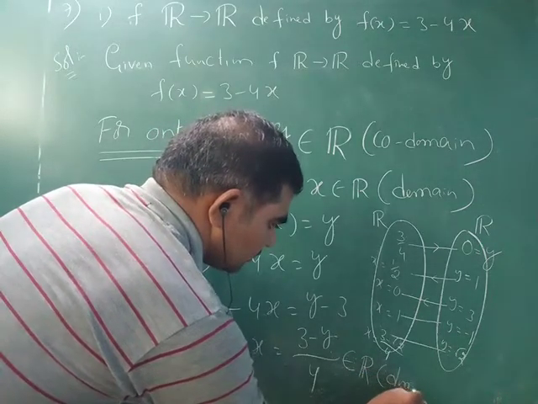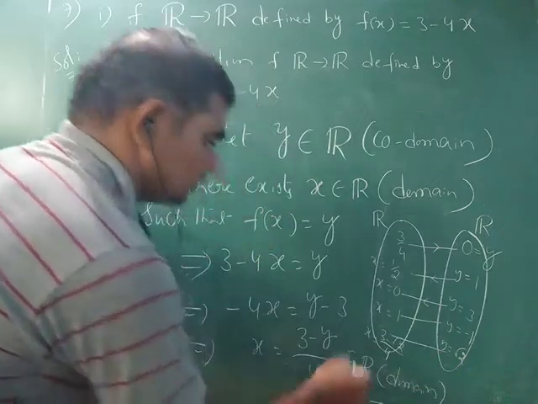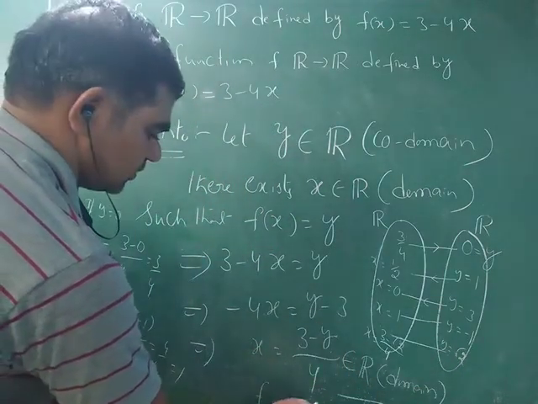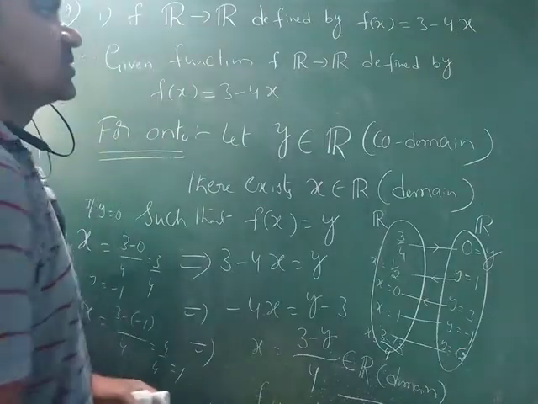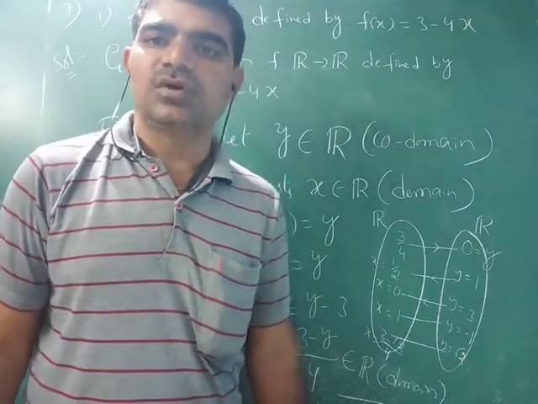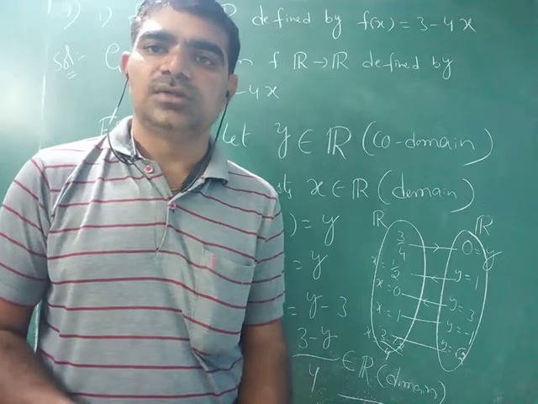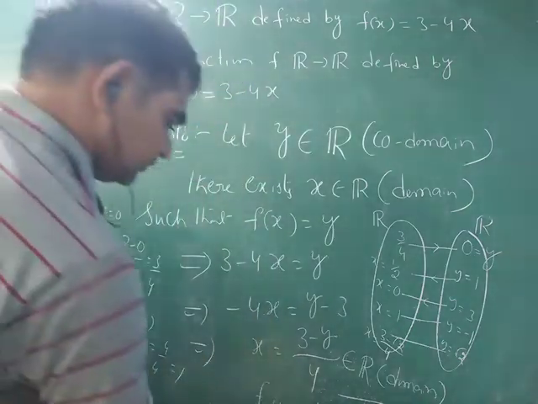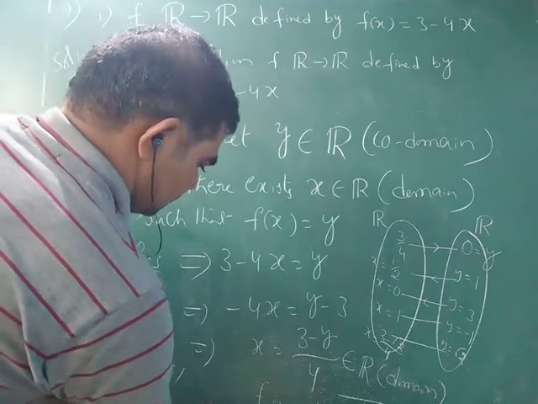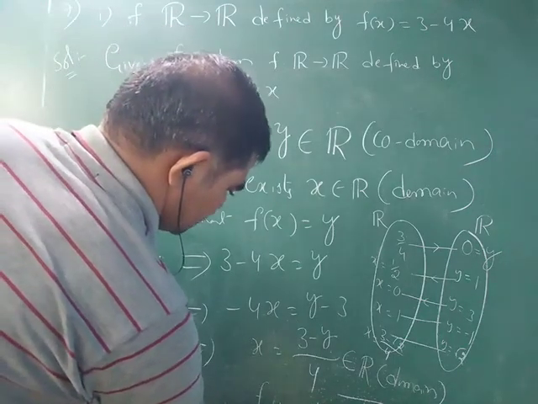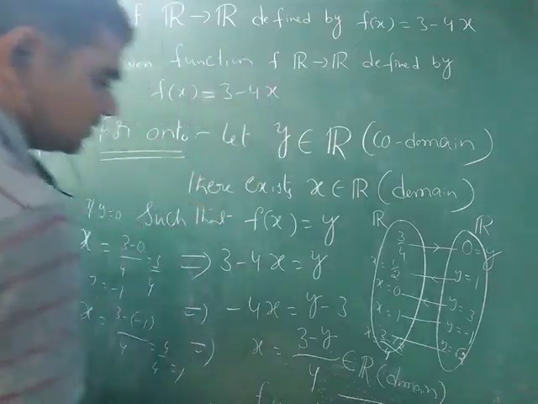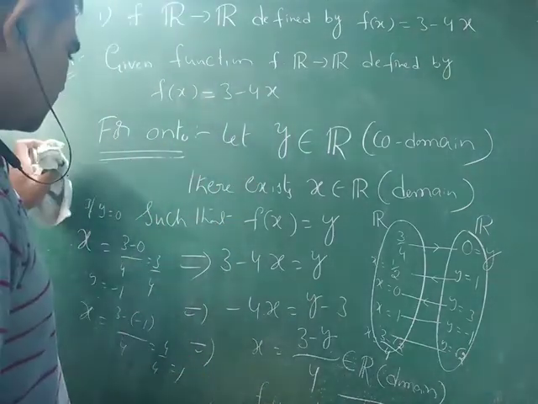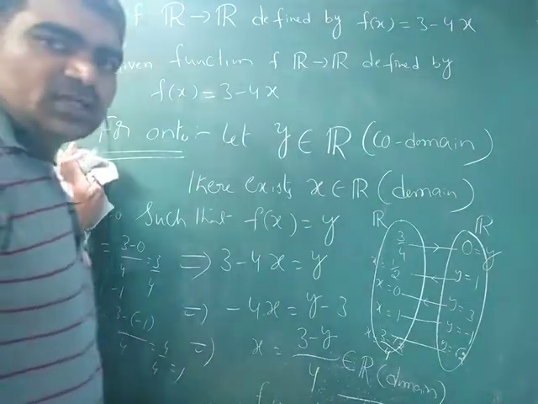Then I told you it belongs to R, which is the domain. This you should write, I told you. Therefore, F is onto. Hence, F is both 1 1 and onto. Hence, F is bijective. Please write that. Because it's both 1 1 and onto, therefore F is bijective. Clear?